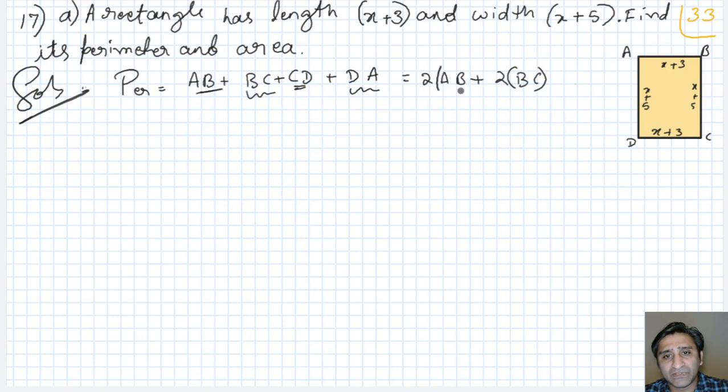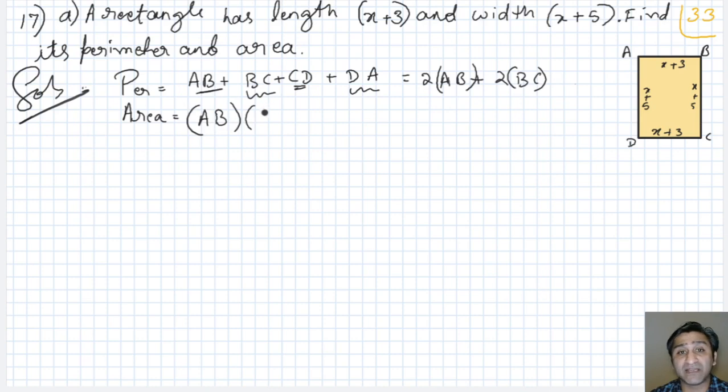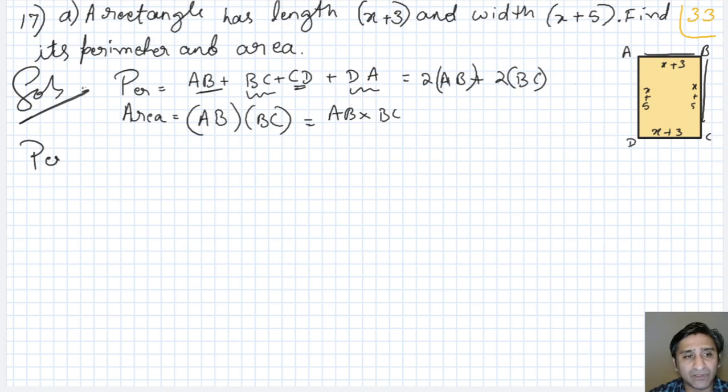Okay, so with this out of the way, you can also calculate the area. What is the formula for the area? It is the product of two adjacent sides of the rectangle. So the first adjacent side, I can take it as AB, multiplied with the second adjacent side, BC. So that is AB and that is BC. I multiply them, you get the area, right? So that is AB times BC. Big deal. So what is the perimeter now?